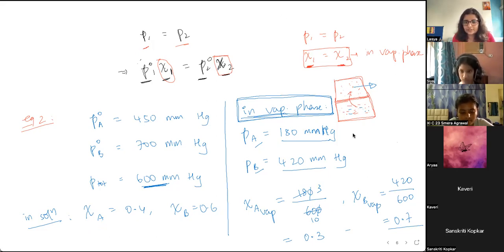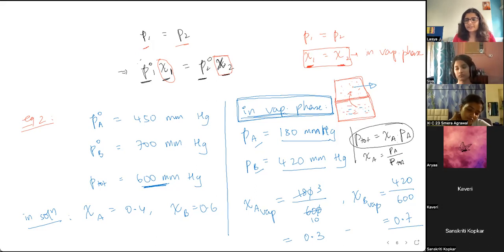So here we use the concept P total in gases is equal to mole fraction of A times PA. Rearranging this a little, mole fraction of A will be equal to PA divided by P total. This is what I was talking about. In this relation, this mole fraction is basically for the vapor phase. This has no relation with the solution's concentration. That's why I've treated this as a separate thing, exclusively in vapor phase.